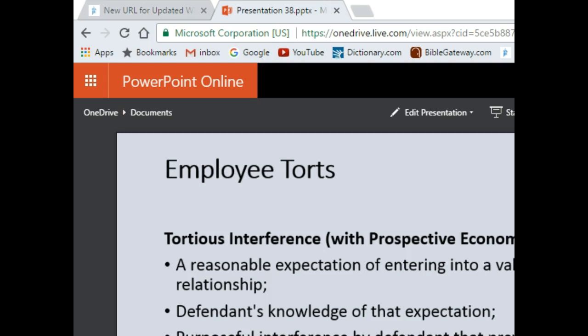The third bullet point here would be a purposeful interference by the defendant that prevents plaintiff's expectation from ripening into a business relationship. Now, you might want to insert an employment relationship there instead. And that's the example that I just had commented upon. And then, of course, damages to the plaintiff resulting from the interference. The damages would be not getting the job or being terminated from that position.